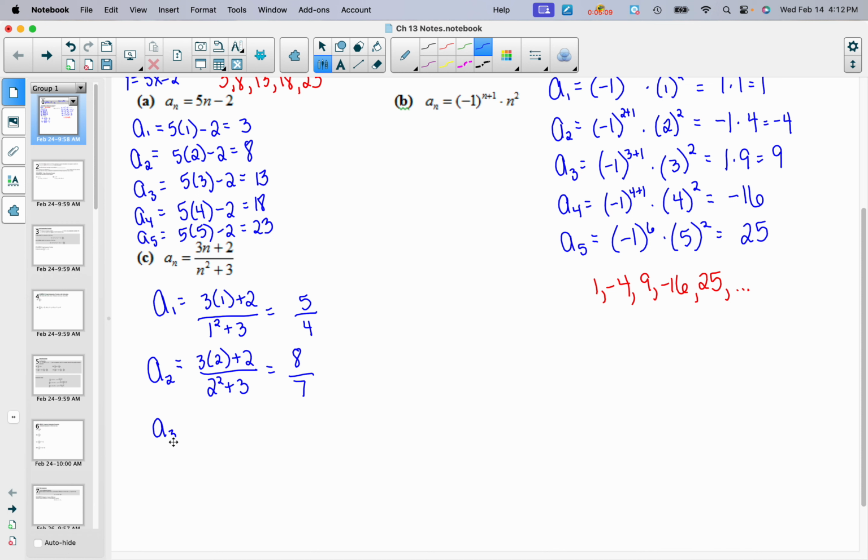And a sub 3, and in the denominator we'll have 3 squared plus 3. So we get 11/12. Now, a lot of times you can see a pattern even without continuing on the process.